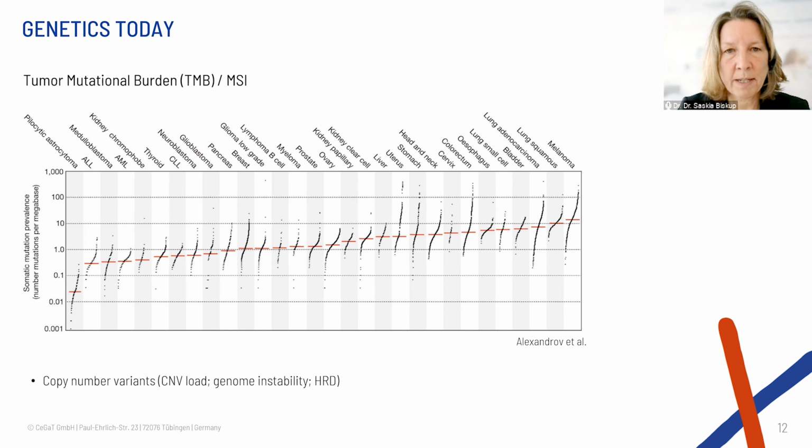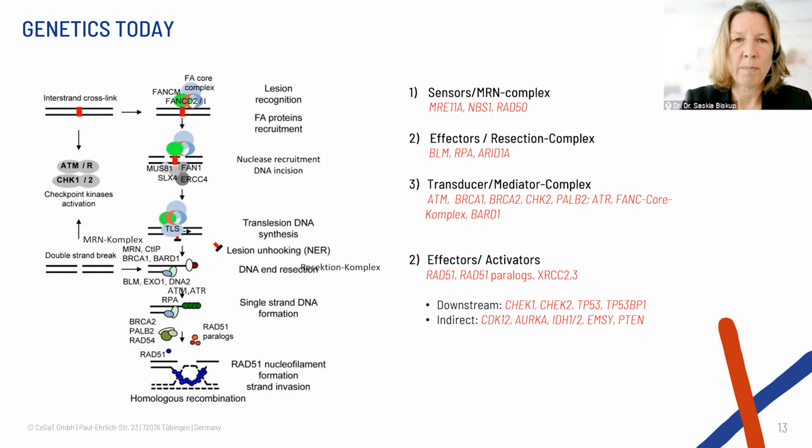Next point, copy number variance. Stefan was already referring to this, and I think it's important to know that there are different types of genome instabilities. But I want to specifically focus now on the homologous recombination deficiency and why it's so crucial that you get this marker in every one of your patients, because it has such a dramatic effect on how you design the treatment strategy. Let's look at homologous recombination deficiency.